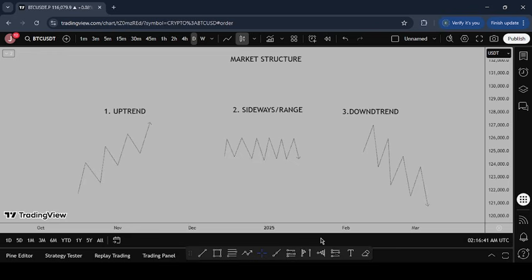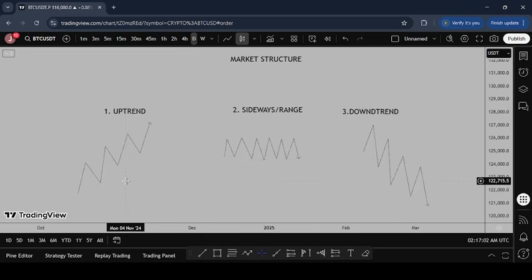I'm just going to make this very, very easy and simple to understand. You don't need to beat your head around this. Just stay calm, you're going to understand everything. Three basic ways the market moves. The first is the uptrend, the second is the sideways or range, the third is the downtrend.